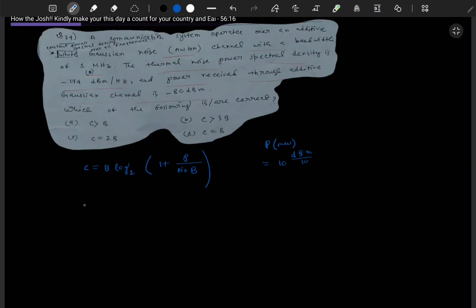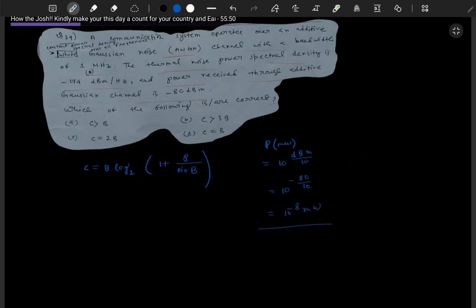So here power is given minus 80 dBm, that will be 10 to the power minus 8 milliwatt.